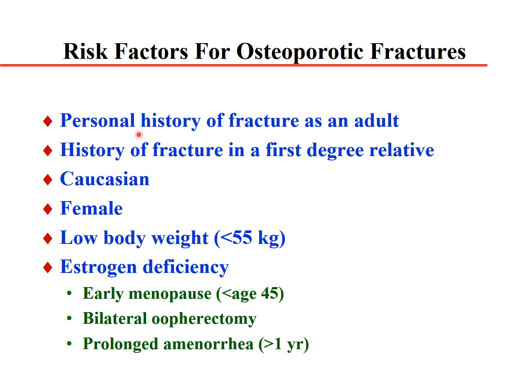Basically, if somebody had a history of a fracture as an adult, or a history of a fracture in first-degree relatives in the family, and cautions, for example, being female, if they do have a low body weight, estrogen deficiency, especially early menopause, if it's happening before the age of 45, or bilateral oophorectomy, or prolonged amenorrhea for more than 1 year.